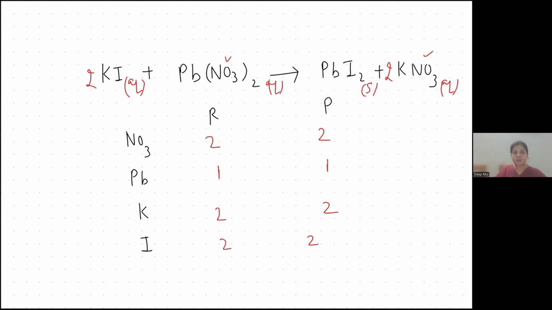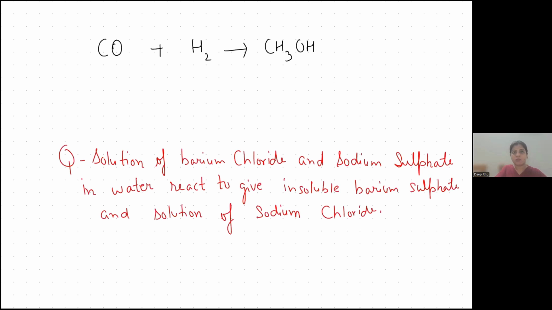Now let's balance another one. Carbon monoxide reacts with hydrogen gas. It is going to give you methanol. Let's balance this equation. How to balance this equation? See how many carbons are there. Oxygen is there. Hydrogen is there. So simply you can see four hydrogen there. Three are bonded with the carbon. So you can simply put two. So it is a complete balanced equation. So just write the state.